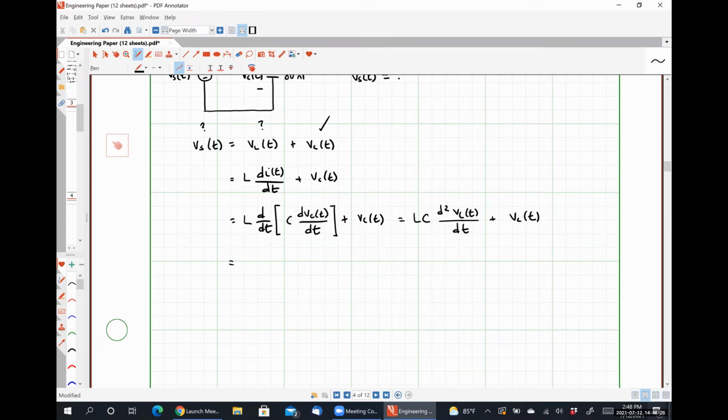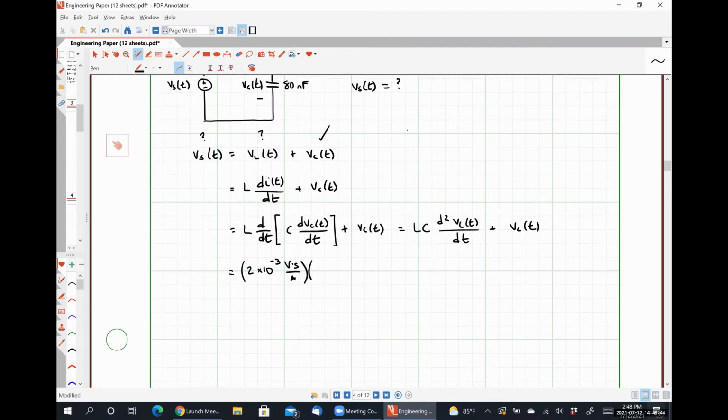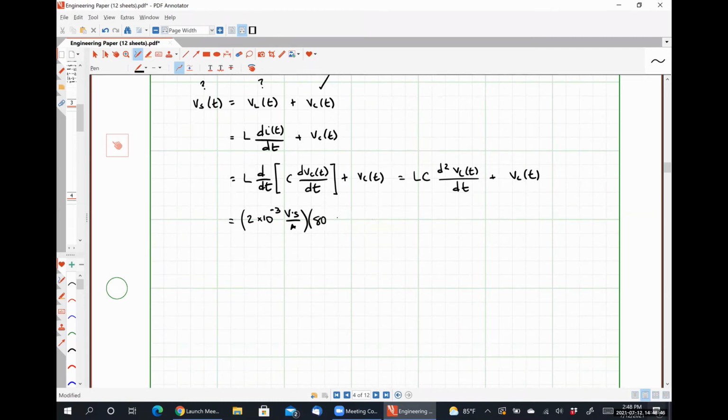Okay, thank you. So we have an L of 2 millihenries. So let's look at this thing here. So 2 millihenries, that's going to be 2 times 10 to the minus 3 volt second per amp times 80 nanofarads, 80 times 10 to the minus 9 amp second per volt. So my volts cancel each other, my amps cancel each other, so I'm going to have something seconds squared there.